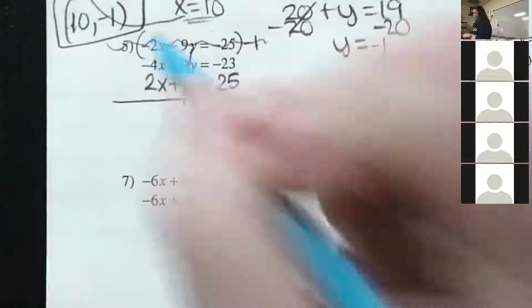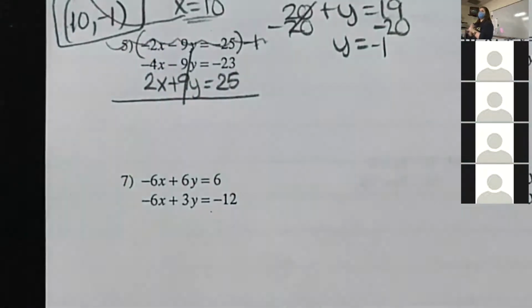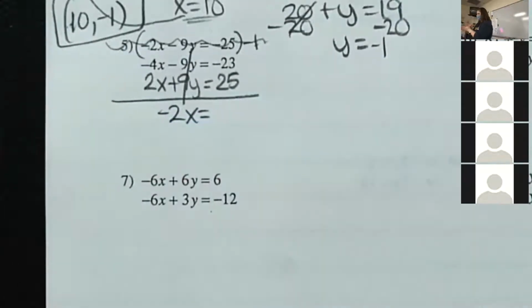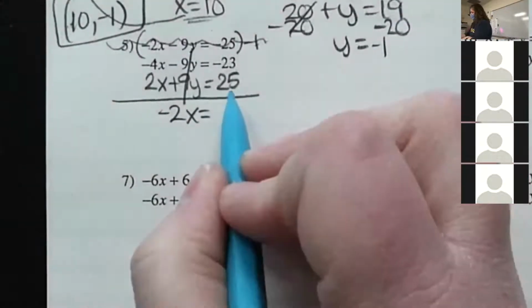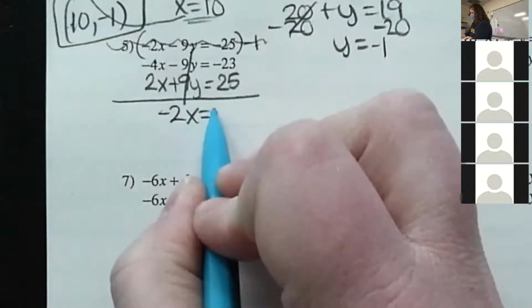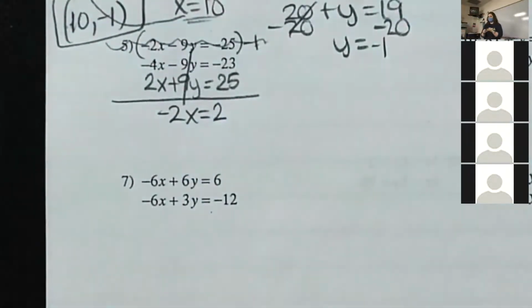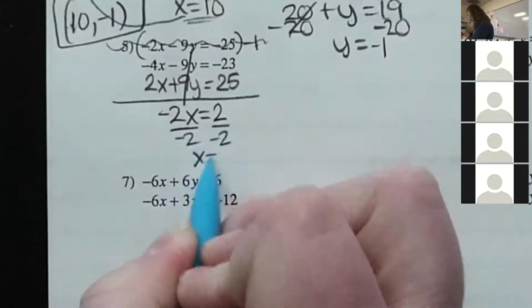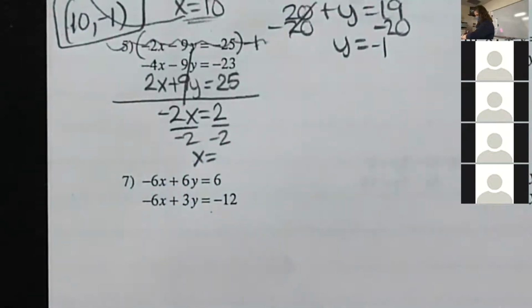So a -4x plus 2x. Yep. -2x. What's a -23 plus 25? +2, right? -23 plus 25, right? 2. Divide by that -2. What is it? -1.